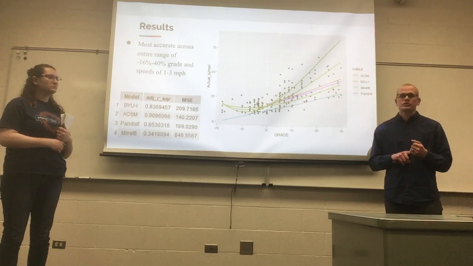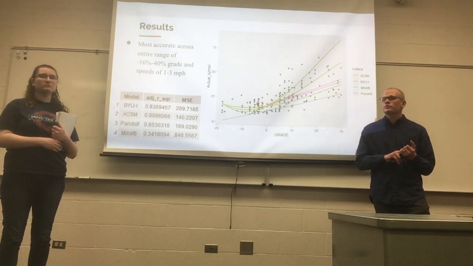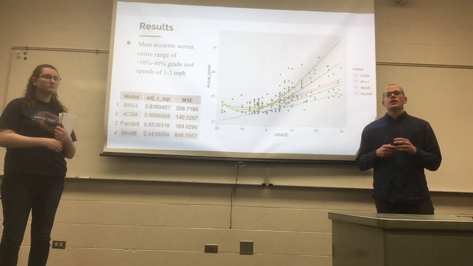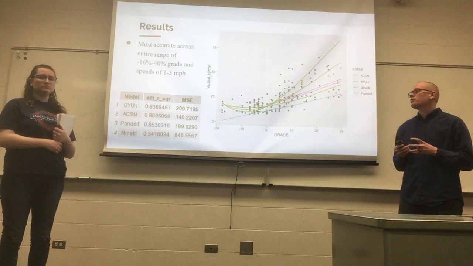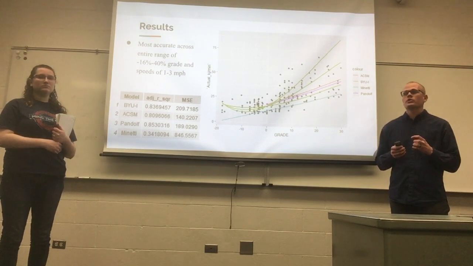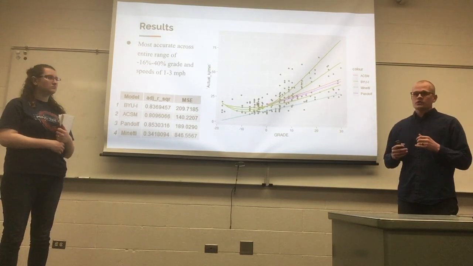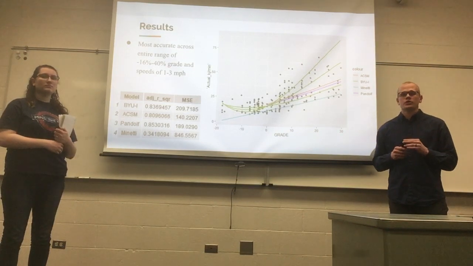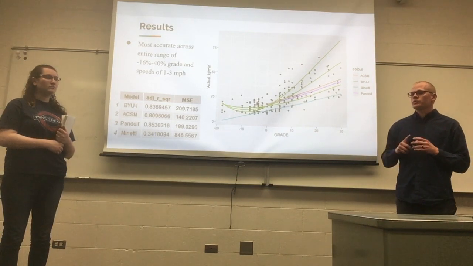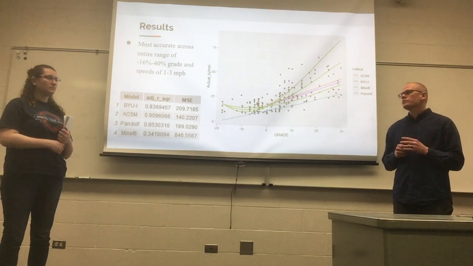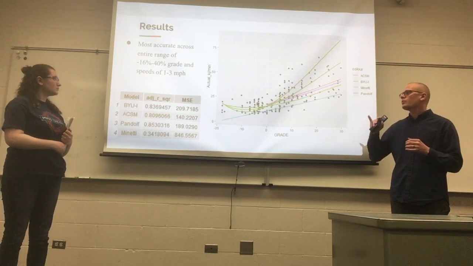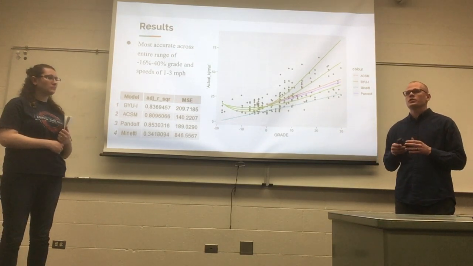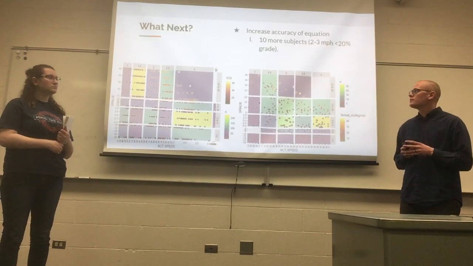Now, the Minetti equation also accounts for positive and negative gradients, but was found significantly less accurate than the BYU-Idaho metabolic cost equation. Something else to note is that the BYU-Idaho metabolic cost equation had the lowest total error in comparison to the other equations of ACSM, Pandolf, and Minetti.